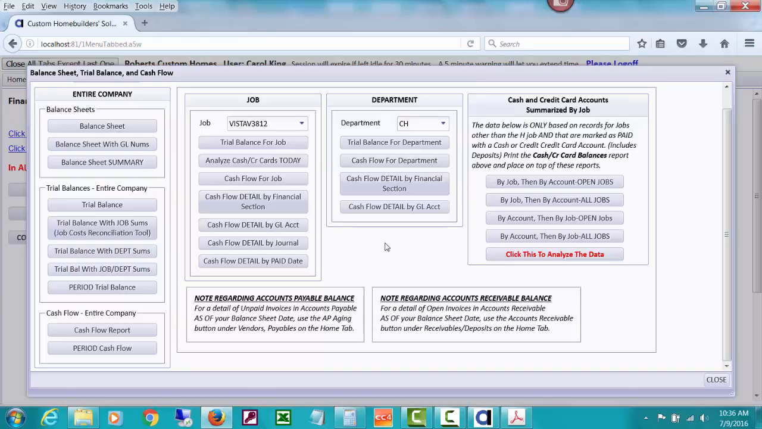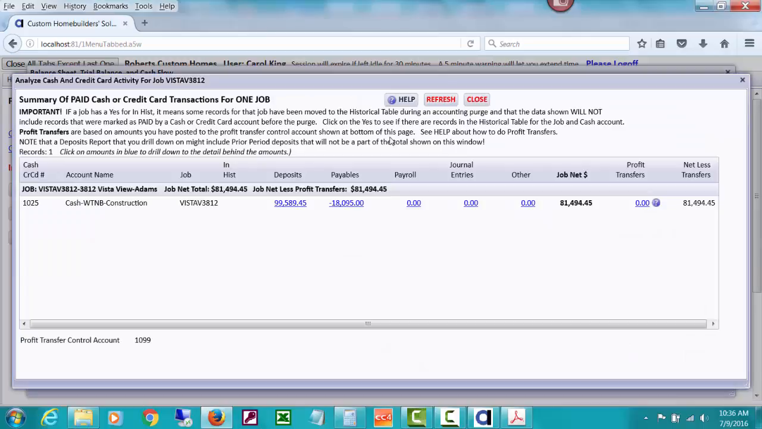Now another very interesting button here says "analyze cash credit cards today," in other words, whatever the balances are. If I click that, you're going to be able to drill down and see, and there might be more than one bank account over here. This is just, we've only used one checking account for this job.